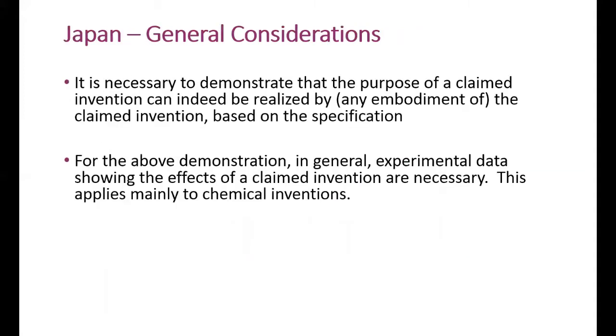Okay, well, now we'll move to Japan. Generally, to get full claim scope, you have to show that the scope of the claim could be realized by any of the embodiments, any working examples in the application. And in order to do that, you need experimental data. Without experimental data, if it's purely or largely speculative, there are going to be issues in Japan with regards to how much support you get. You may not be able to get any claims if you don't have sufficient experimental data, or only very narrow claims.